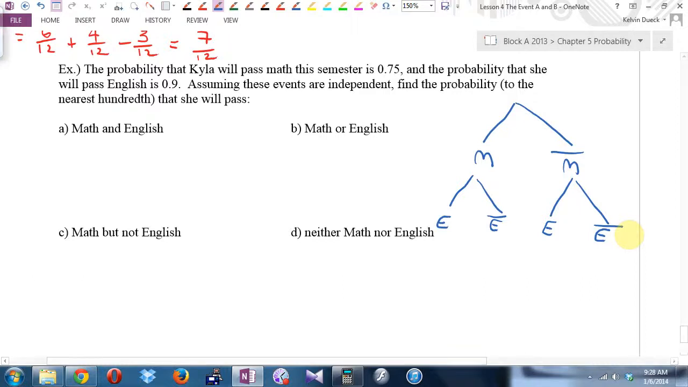So Kyla, this branch would be you flunk everything. This branch would be you pass everything, and the two middle branches are you pass one and fail the other. Kyla, what's the probability of you passing math according to this question, not in real life? Because in real life, of course, there'd be ones on all the branches of passing and zeros on all the branches of failing, and this would be a boring question. But for the purposes of argument, Kyla, what's the probability that you pass math?